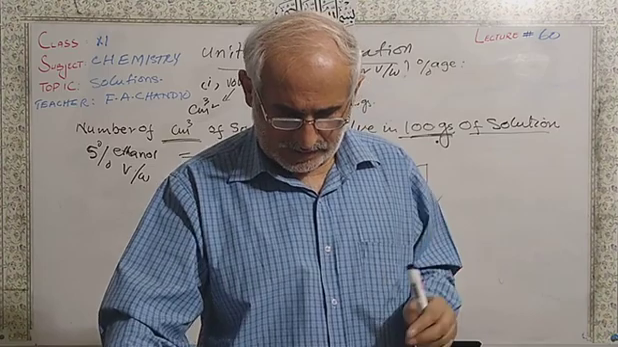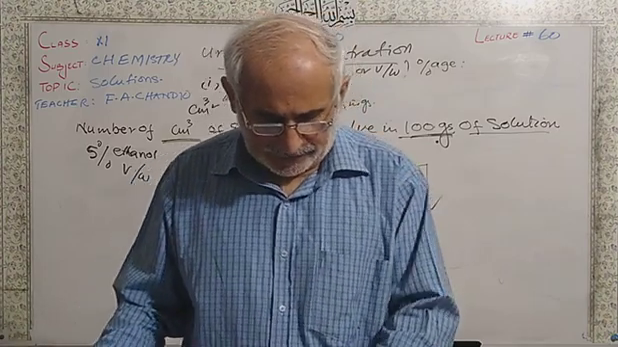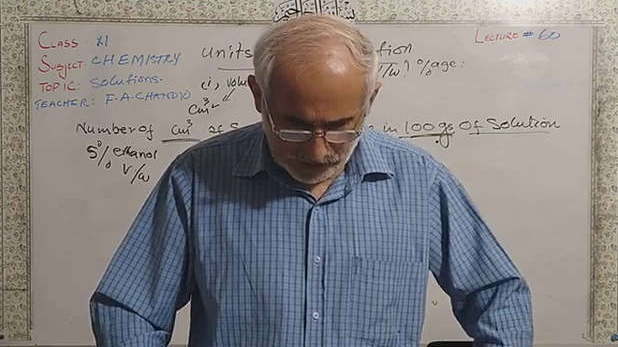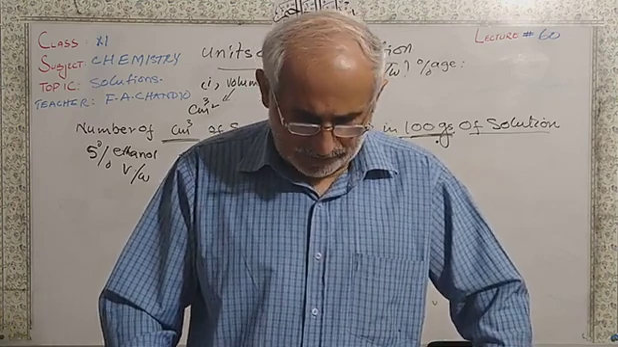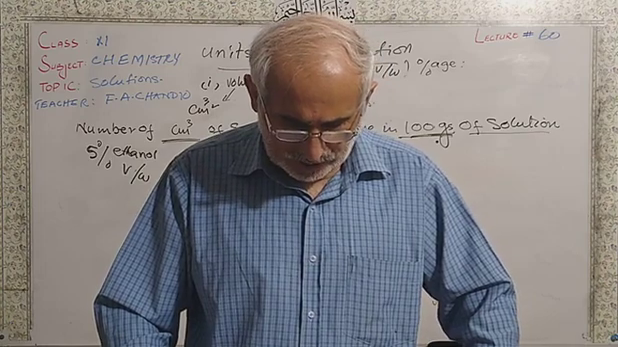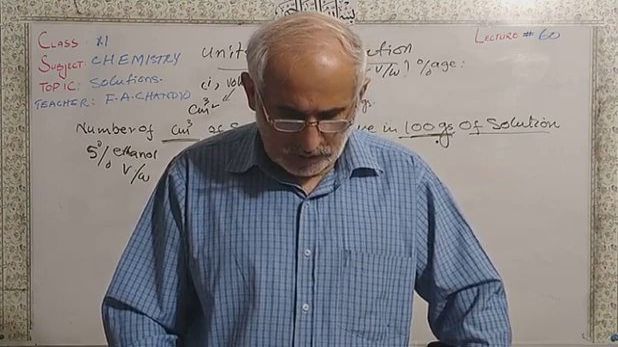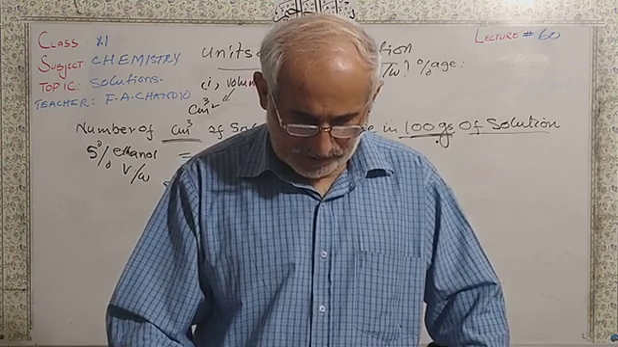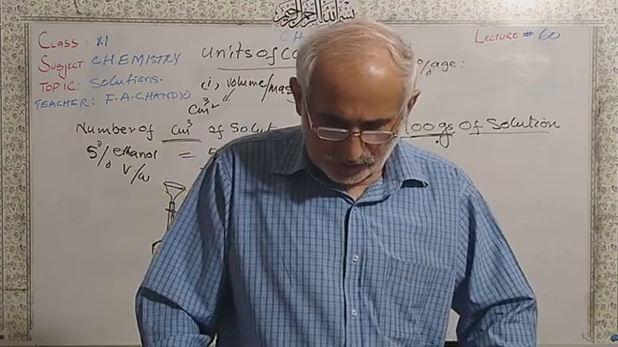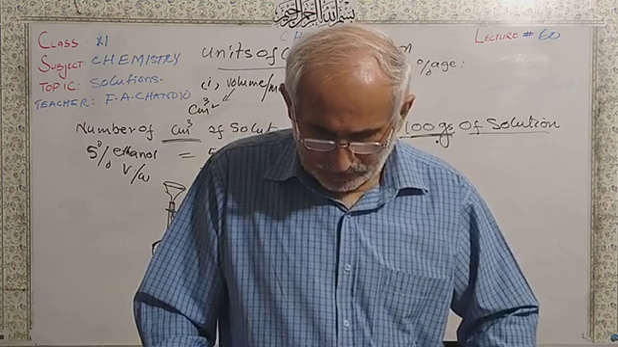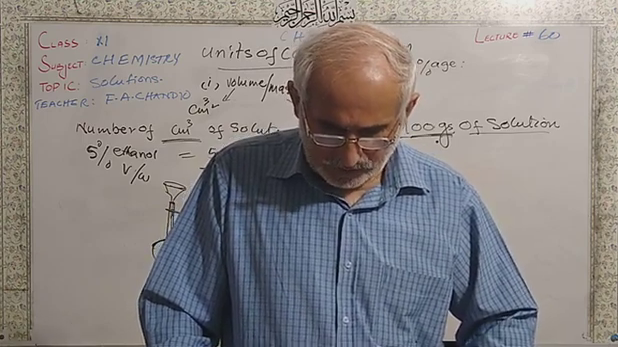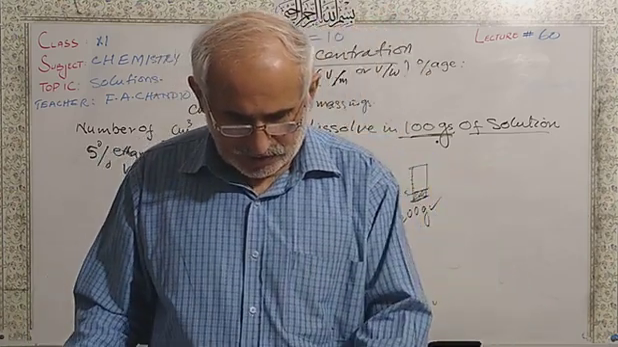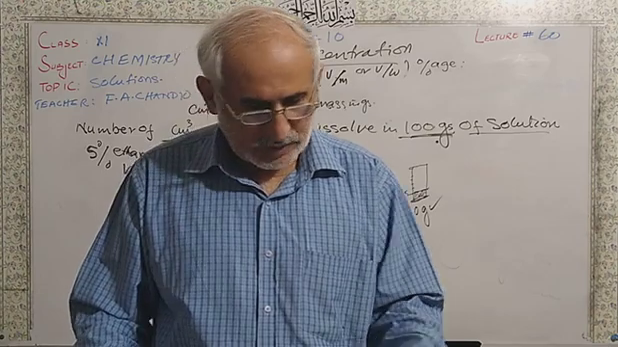So this is volume by weight: volume of solute in centimeter cube dissolved per 100 grams of solution is called volume to mass percentage. The total volume of the solution is not known, and the mass must be equal to 100 grams of solution.